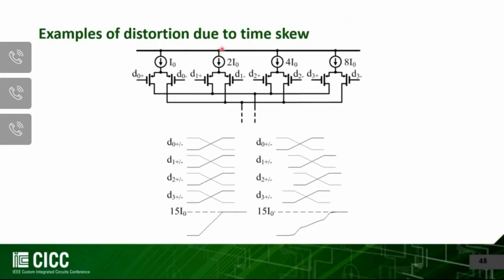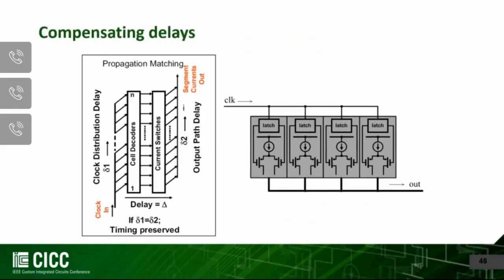But if we consider now four current sources in a binary weighted DAC, things get bad very quickly. If the skew between the elements is as shown in the figure, most of the waveform is heavily distorted, as you can see here. So we need to equalize these delays.